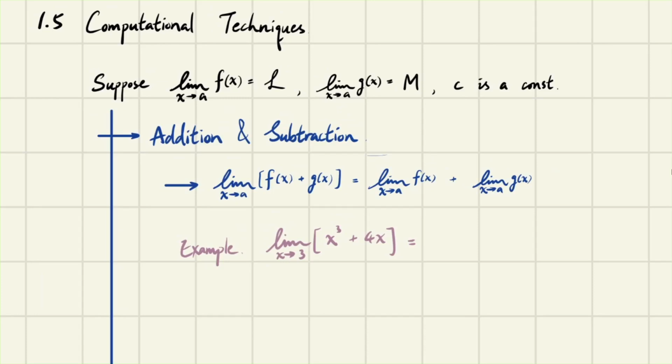Okay, so let's look at some of the computational techniques of limits. Let's suppose that the limit of f(x) as x approaches a exists, and the same for g(x), it exists. And c here is a constant.